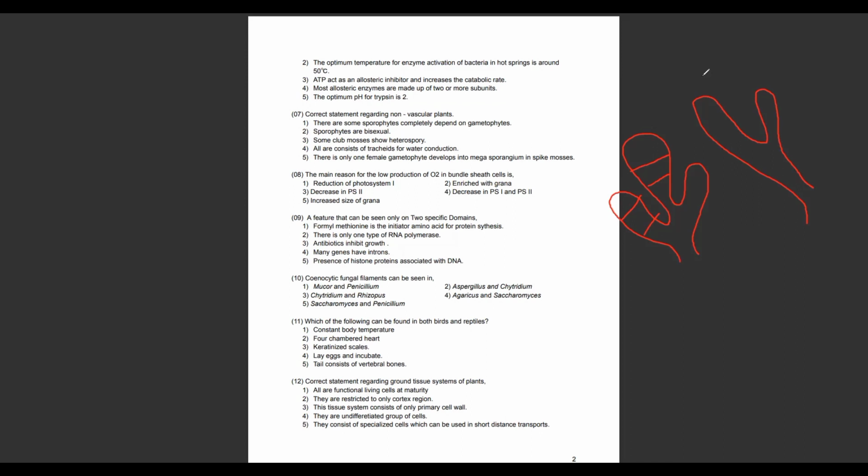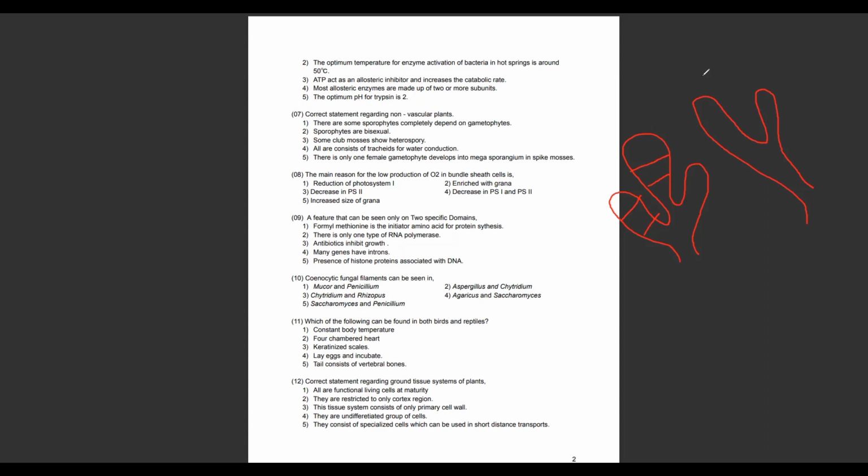Okay, right. 11th question. Which of the following can be found in both birds and reptiles? Constant body temperature. You know there are 2 words, ectothermic and endothermic. Ectothermic means cold-blooded. That means their body temperature varies according to the external temperature. But birds are endothermic or warm-blooded. That means with changes in the external environment, their body temperature does not change. It's constant, right? So constant body temperature is found in birds, but not in reptiles.